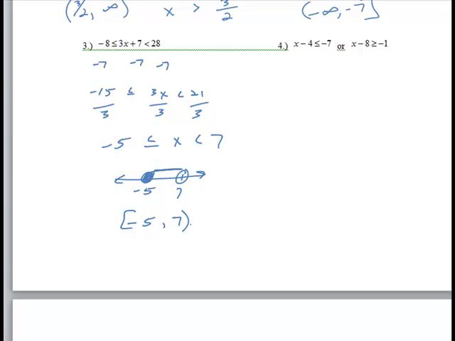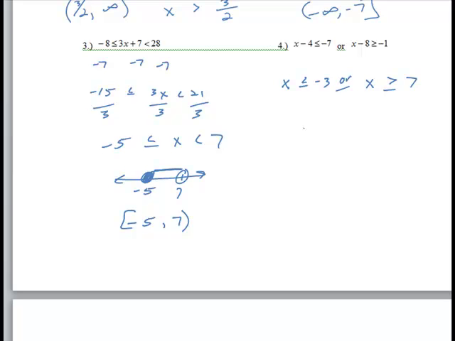And example 4 is what we refer to as an OR inequality. Easy to recognize because you're going to see that word OR in between two inequalities. So you just solve each one. The first one, add 4 to both sides. X is less than or equal to -3. The second one, add 8 to both sides. X is greater than or equal to 7, not forgetting to carry down that word OR in between the two.